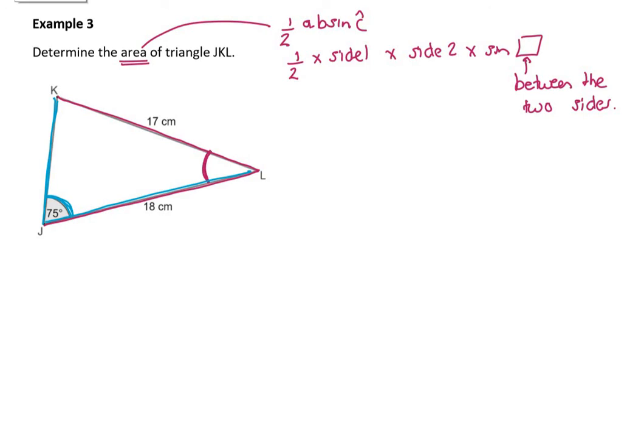So I've got to find something. So I always look at my opposite pair. What pair have I got? I've got 17 and his opposite 75.